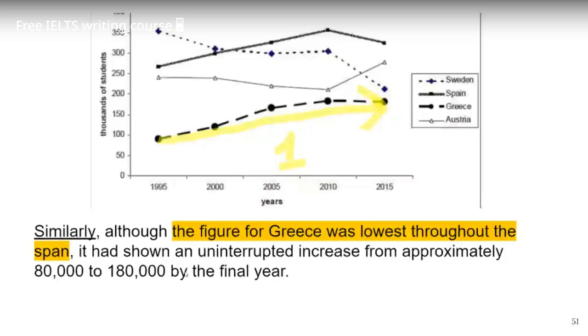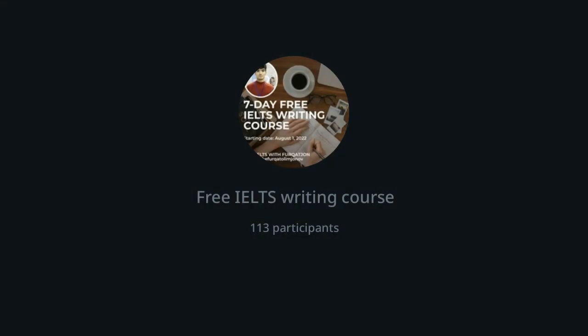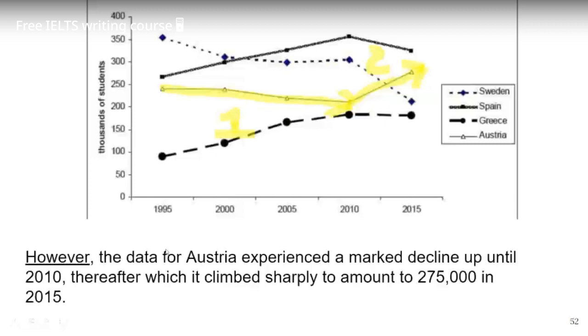Let's look at this one. So, however, the data for Austria experienced a marked decline up until 2010. So, as you can see, it's decreasing until 2010. Thereafter, it climbed sharply to amount to 275,000 in 2015. So you should check these words in your dictionary. It's a really good way of explaining. So to amount to means like to have that number, okay? To have that like 275,000.